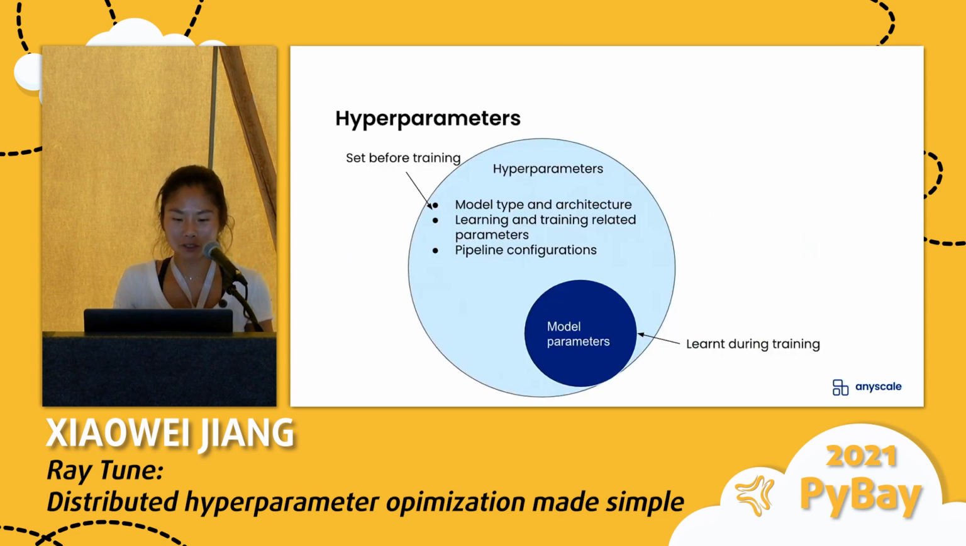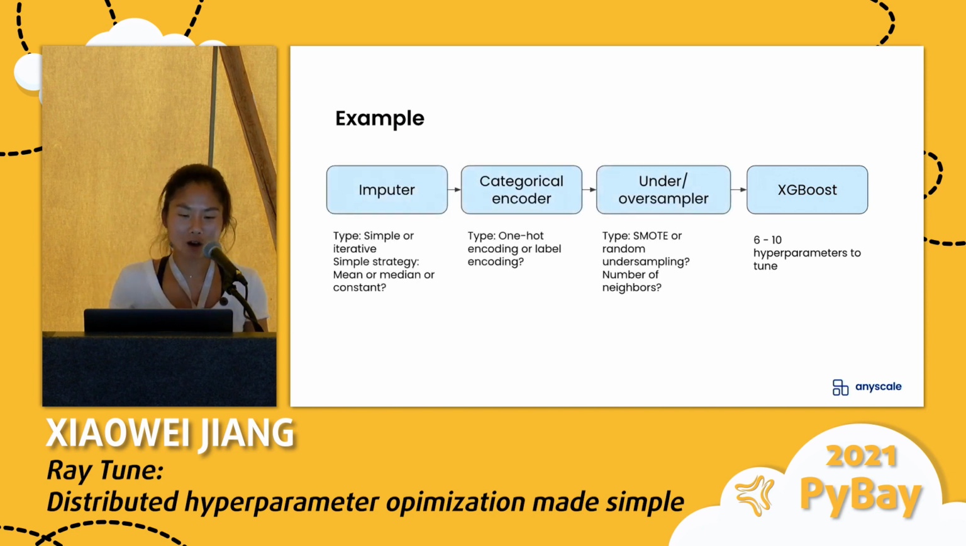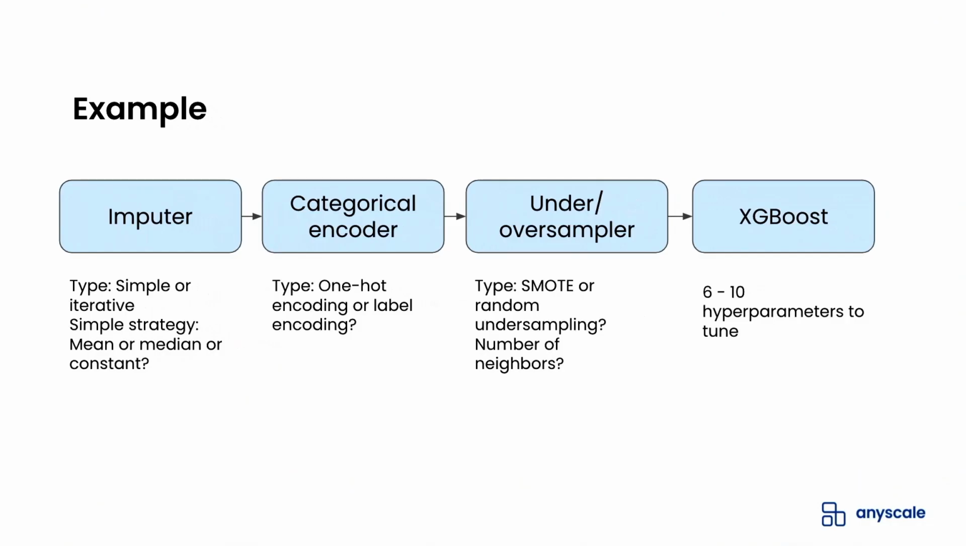Hyperparameters also include learning and training related parameters, like learning rate and batch size, which are the two most important ones. It also includes pipeline configurations as well. For example, we may have an XGBoost classifier, which can easily have 6 to 10 hyperparameters to tune. But when we put it in the whole machine learning pipeline, we can easily have another few hyperparameters from the configurations of the imputer, categorical encoder, and under and over sampler. So we can easily have maybe 15 hyperparameters to tune.